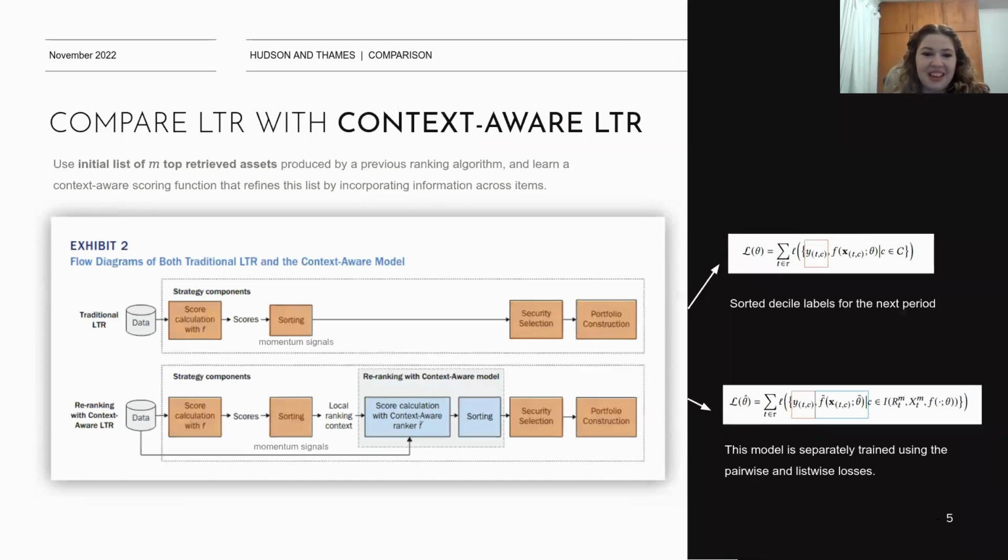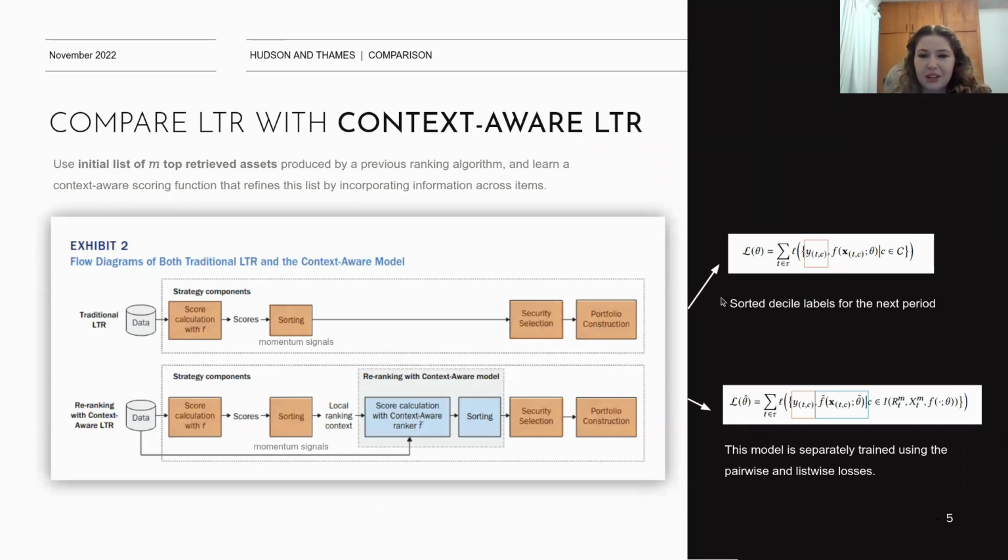Okay, cool. And for this next part, we're just going to break it down into the original learning to rank model and then also the context-aware learning to rank model. So you'll see that it closely follows one another, right? So we still have our scoring function, right? We have our data. We know that we get a specific score for each of the currencies, and then we need to sort those scores according to the momentum signal. And after we do that, we can just select our securities. So let's say, for example, we would only like the top 3 in the top decile, then we select that, and then we construct our portfolio.